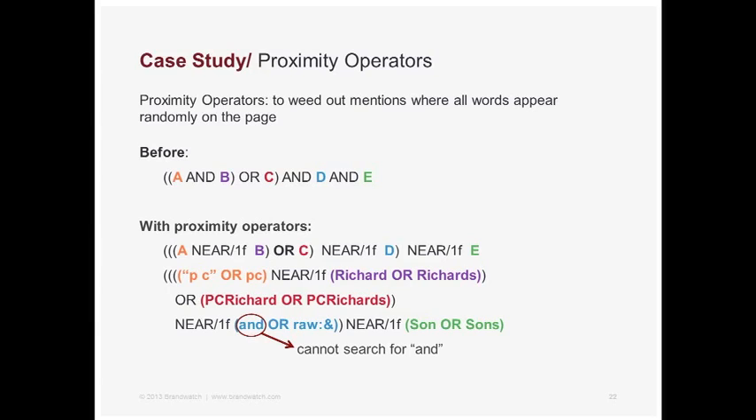So I changed all the ands to nears. And in Brandwatch, you can say how far apart you want to have these words from each other. So I said, well, within one word. And the F means follow. So I want the PC to be in front of the Richard. So if I say PC near Richard with the one F, that will exclude any case where it's Richard PC.